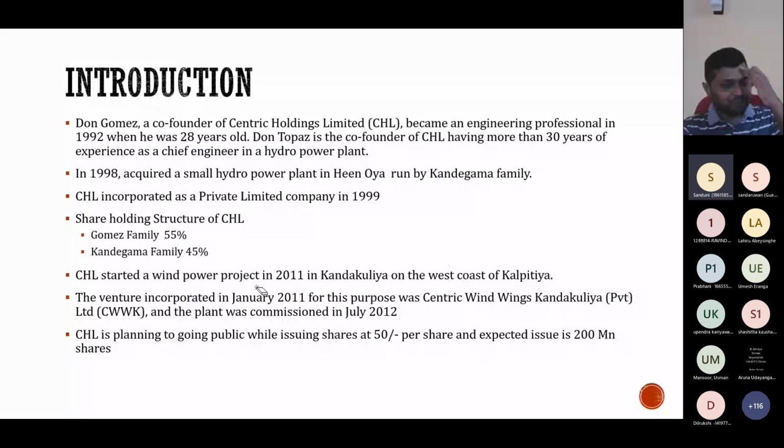Now we have targeted 35% of power generation through renewable energy by 2035 or 2030. But other countries at that time are targeting 100% renewable energy. Why can't we do that? Right. Okay.